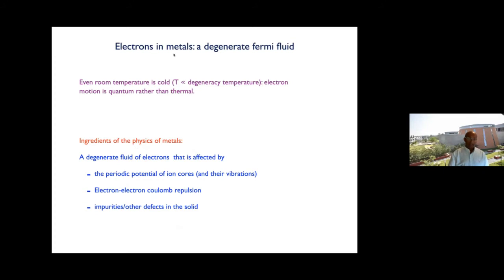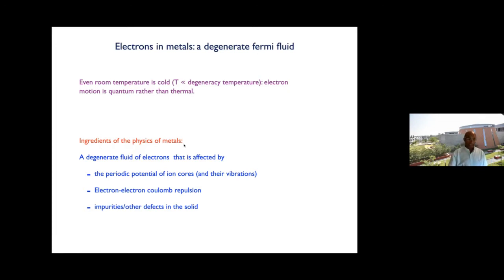Now, perhaps one of the most crucial things to know about electrons in metals is that they form a degenerate fluid of fermions. Even room temperature is cold. The room temperature is already much smaller than the degeneracy temperature of these electrons. And so in practice, this means that you have to treat the electronic motion quantum mechanically rather than as a thermal gas, a thermal fluid of charges, right?